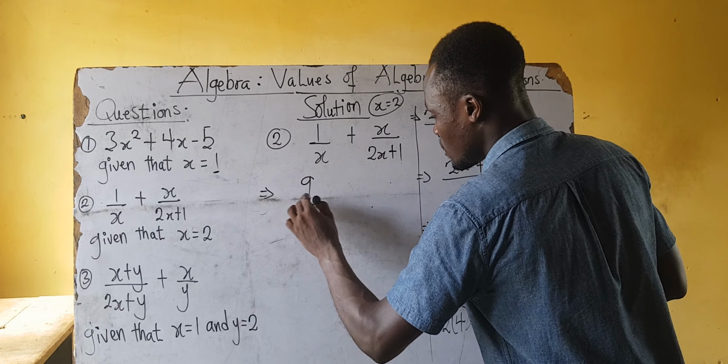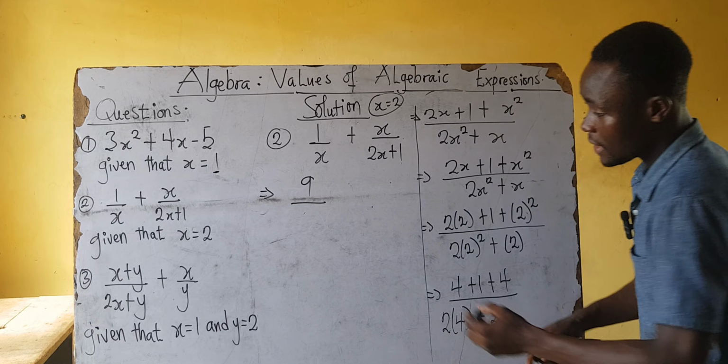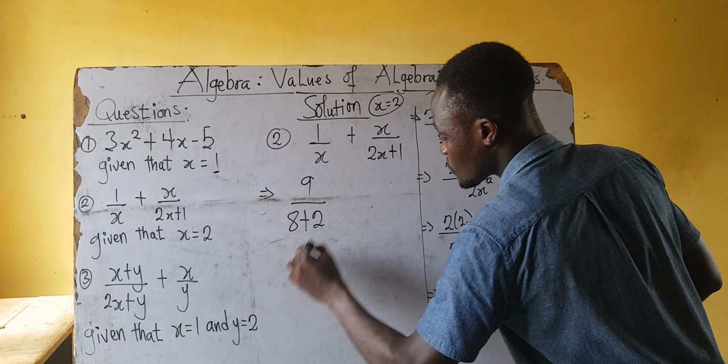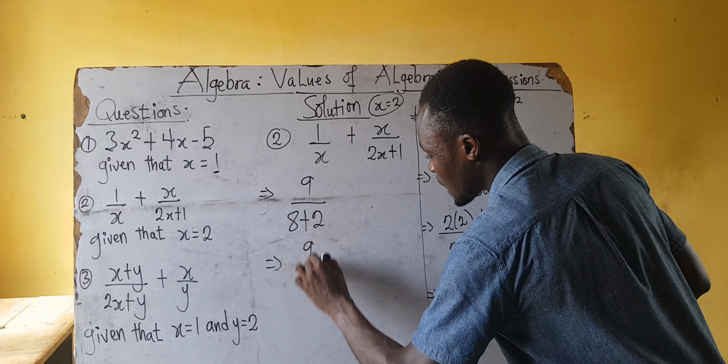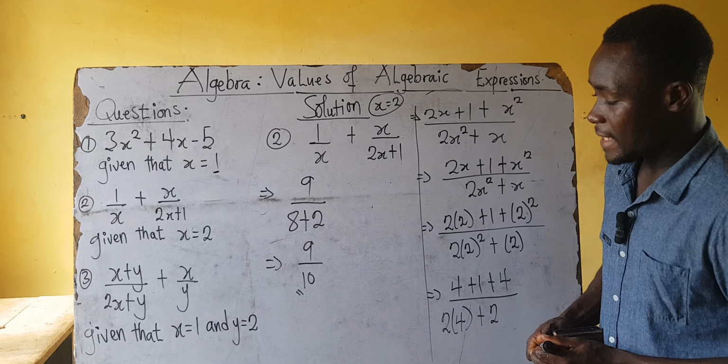9 all over. Now here 2 times 2 is what? Sorry, 2 times 4 gives us what? 8 plus here is 2. So we are getting our final answer to be 9 over 8 plus 2 is 10. So remember, we are getting the same answer.